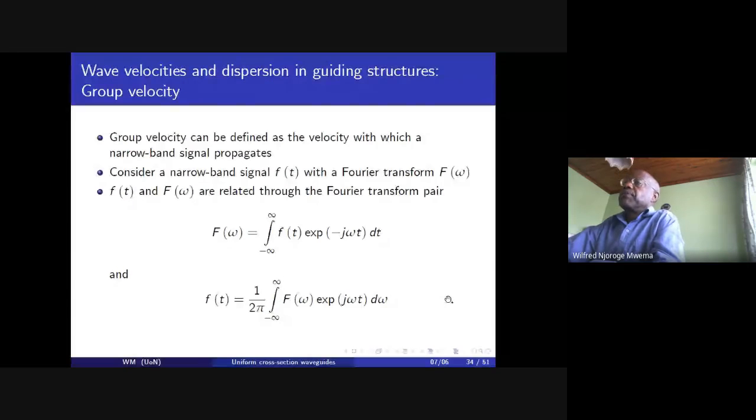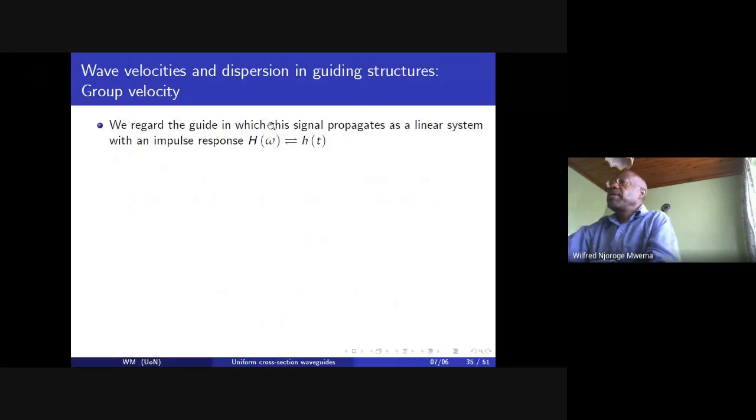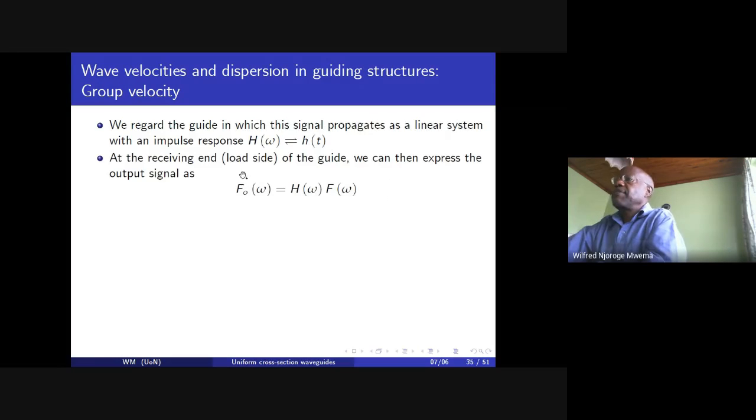So we can regard the guide in which this signal propagates as a linear system with an impulse response of h(t) and a transfer function H(omega), which are related as in that Fourier transform pair. At the receiving end, the load side of the guide, we can express the output signal as F0(omega) equal to H(omega) multiplied by F(omega). That is the LTI systems that you have dealt with in signal processing, or is it control engineering?